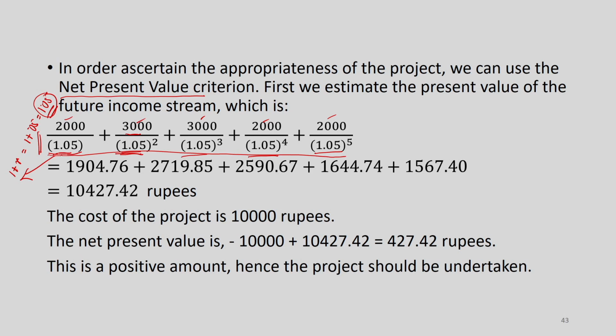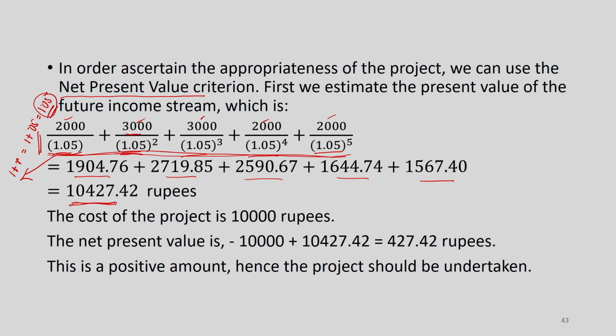So after we have figured out this present value, the next step is just to laboriously calculate these numbers, right? So I have found out these numbers. These are, mind you, the approximate values. I have approximated up to the second decimal place, and then I have added them up, and the summation is coming out to be 10,427 rupees 42 paise.